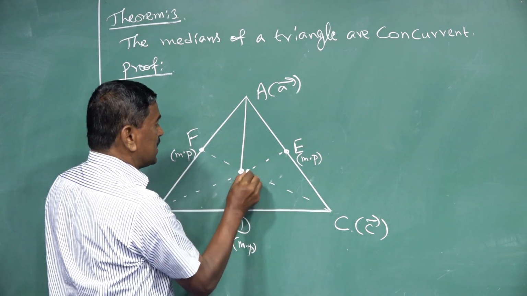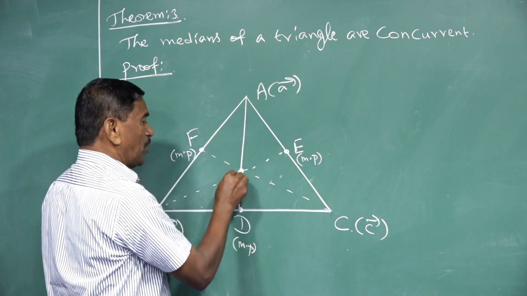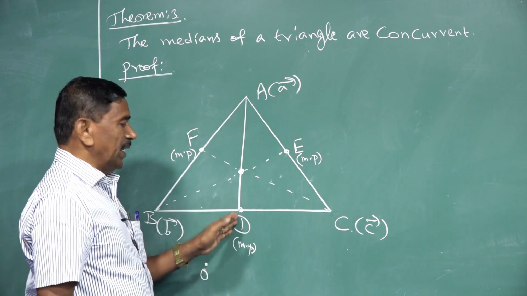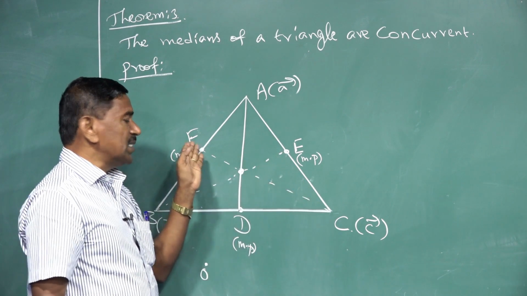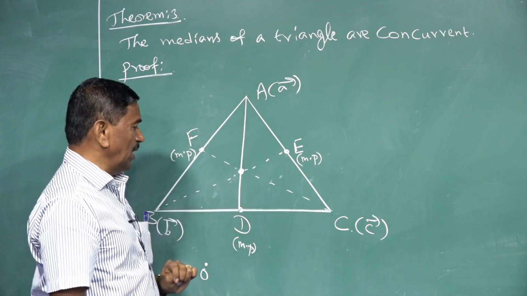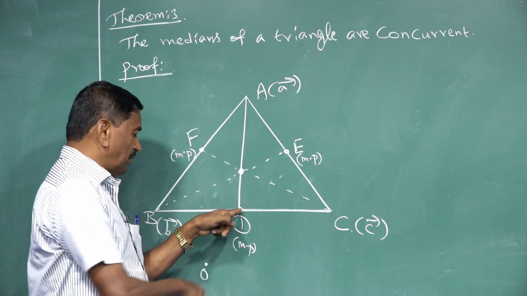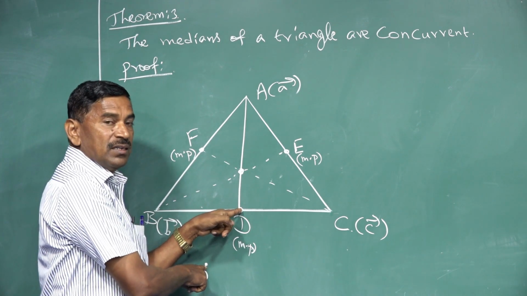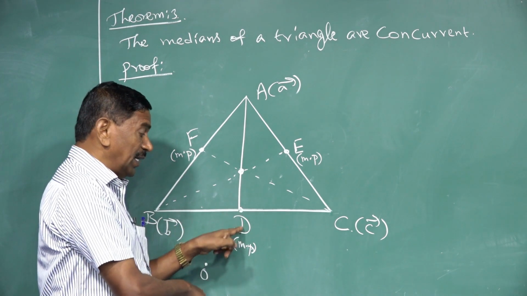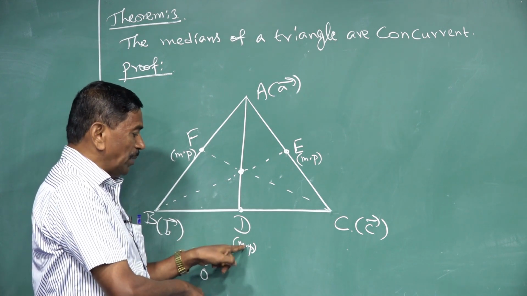So these 3 medians meet in the same point. Here let AD, BE, CF be the medians. Now, what is the position vector of D with respect to origin O? Yes, very good. Because D is the midpoint.